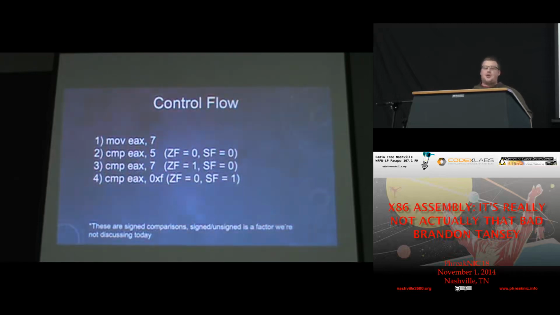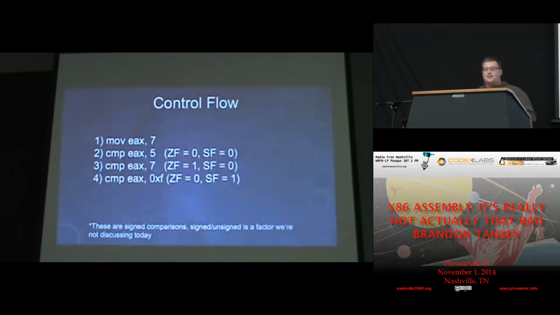So again, this is subtraction. The destination is the first register and the source is the second. So we're subtracting 5 from 7. This leaves us with 2. So 2 is not 0, so the zero flag does not go high. And 2 is not negative, so the sign flag does not go high. So this tells us a bit about what happened in the subtraction.